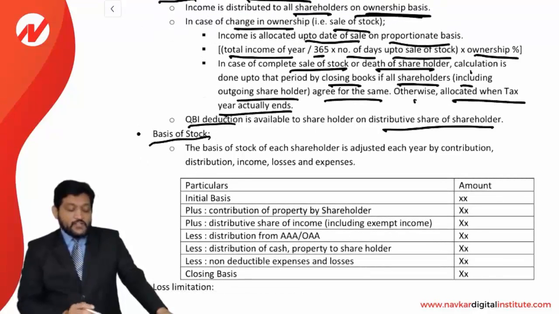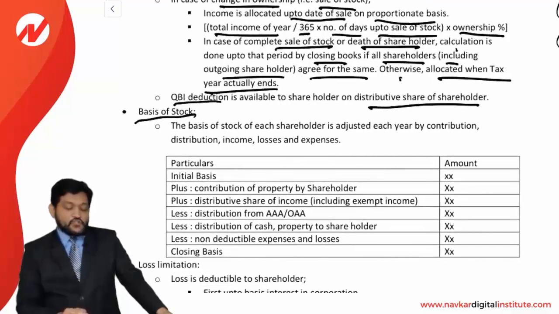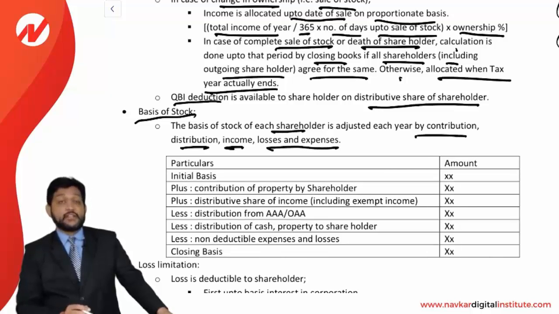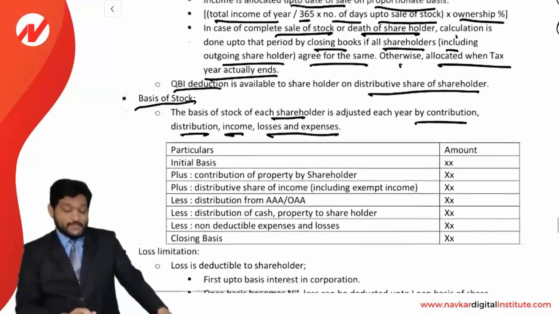Now friends, basis of stock. How to calculate a basis of stock? The basis of stock of each shareholder is adjusted each year by a contribution, distribution, income, losses and expenses. As we have seen in the partnership, the same rules are applicable here, except the changes in the dates. That part is not here. Otherwise, all the things are the same.